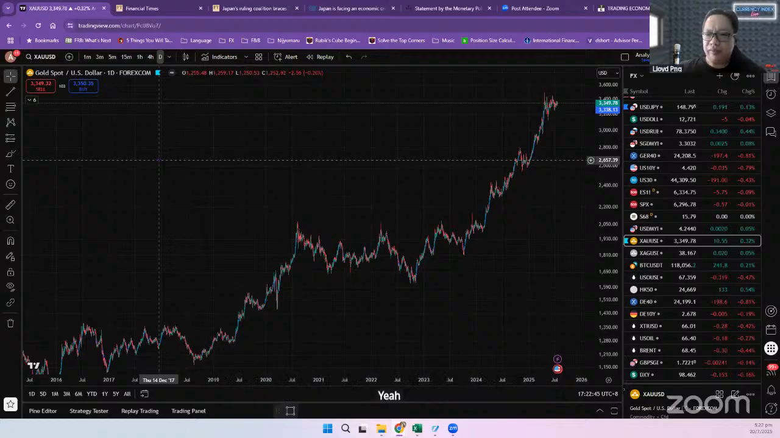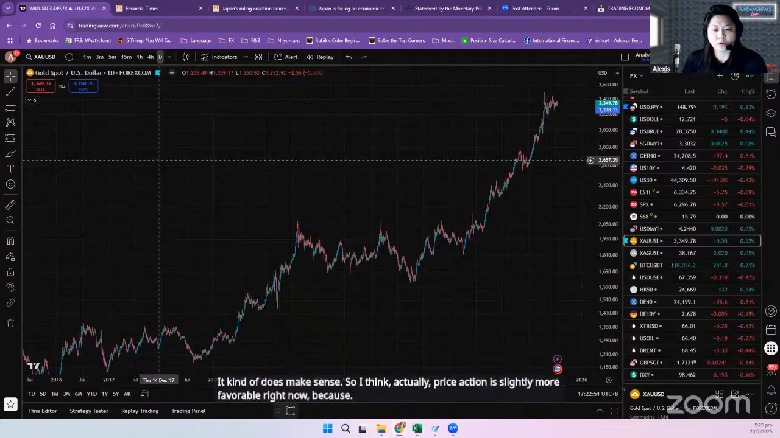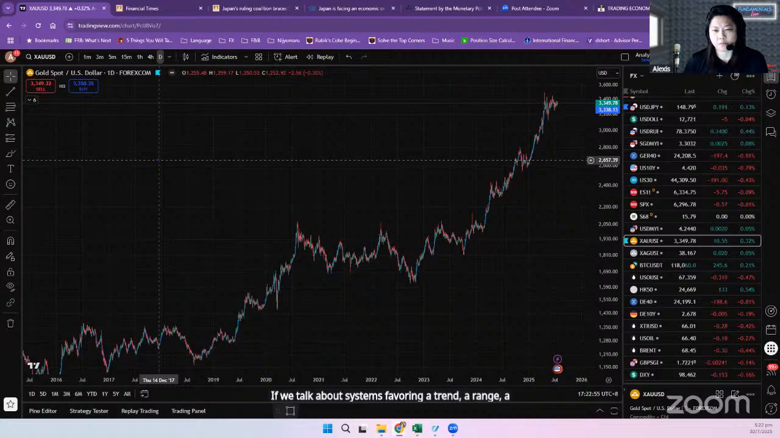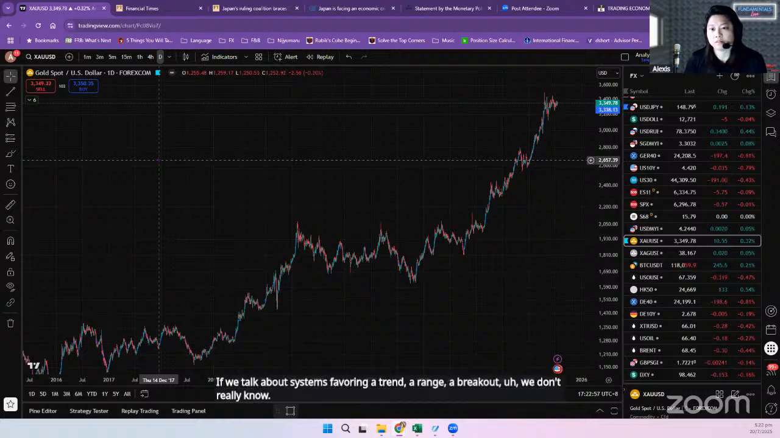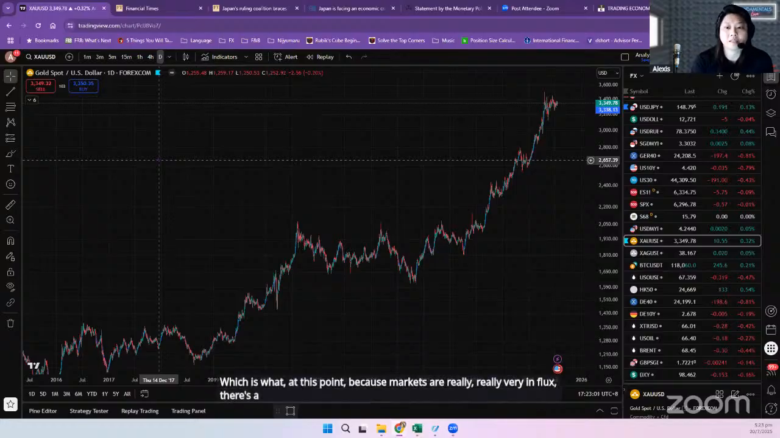It does make sense. So I think price action is slightly more favorable right now because if we talk about systems favoring a trend, a range, a breakout, we don't really know which is which at this point because markets are very much in flux. There are a lot of question marks out there.